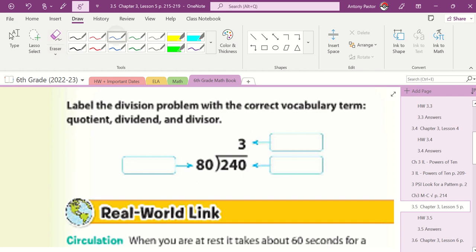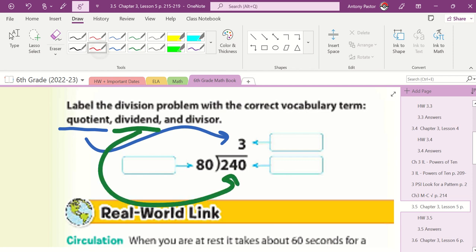But before we get into that, let's go into the correct vocabulary. The quotient first. Quotient is the number that is the answer to a division problem. So our quotient would be 3 in this case. Dividend and divisor. The dividend is the number that is being divided, which would be 240. And the divisor is the number that we are dividing by, which is 80.